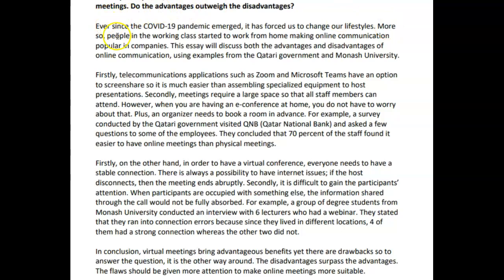Specifically, not more so, and not just working class, because it's not talking about just working class people. It's talking about just everybody who works, okay? So don't say working class, because that has a specific kind of meaning. It sounds like you're limiting your audience here, who you're talking about. So it should have been, in fact, employees across the world have started to work from home, making online communication popular in companies.